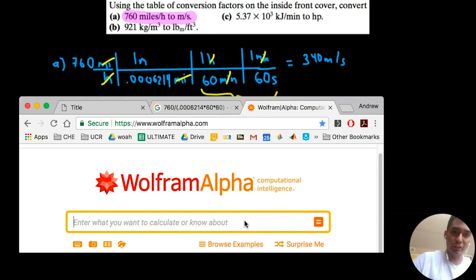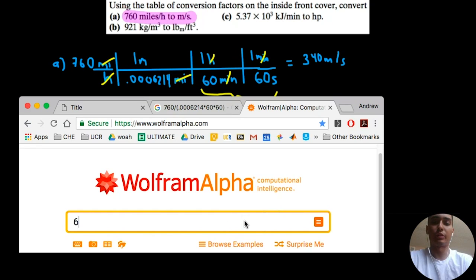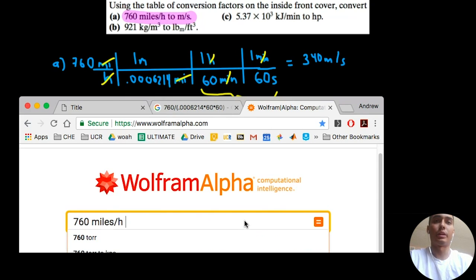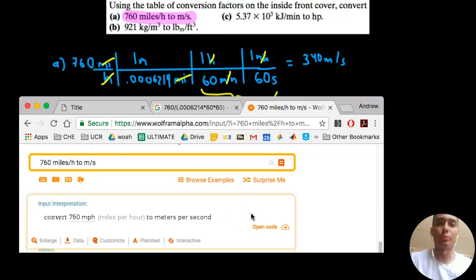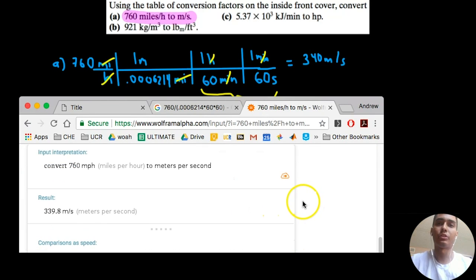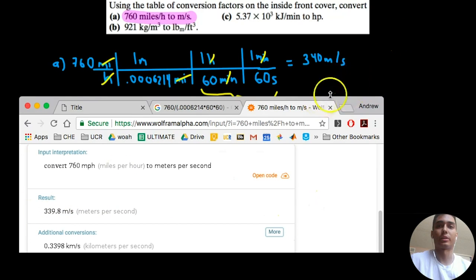So we can cheat because of the internet. If you want to cheat, don't cheat. This is just for reference. So, 760 miles per hour to meters per second. Wolfram is an extremely useful tool for reference, but don't use it. Use it to check. So yeah, that's what I got.